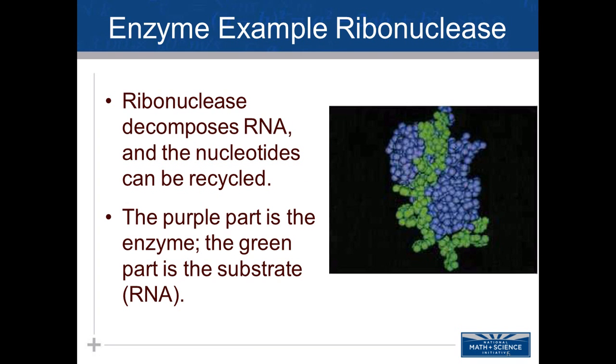Here is an example of our picture of an enzyme called ribonuclease. And this particular enzyme has the ability to break down nucleic acids so that the nucleotides can be recycled and used over and over again. The purple part that you see right here, that is the enzyme, and then the green is actually the nucleic acid that is being broken down by the enzyme.